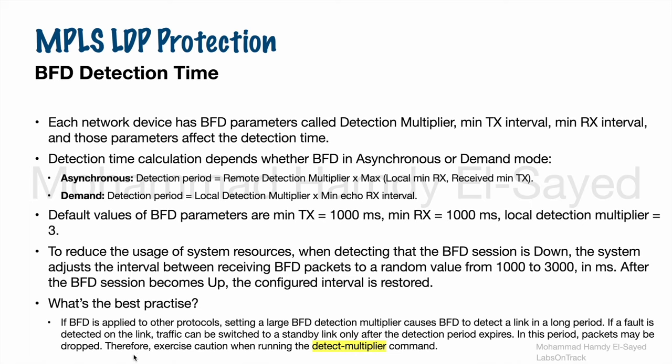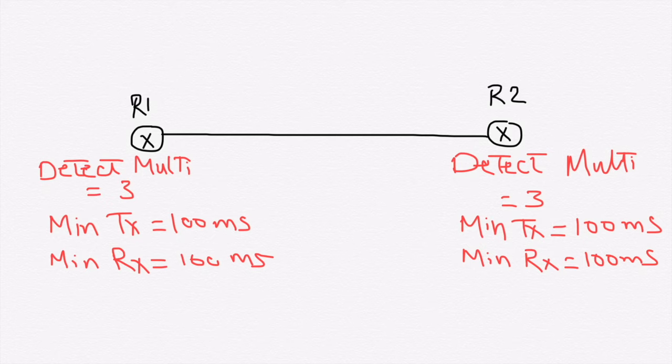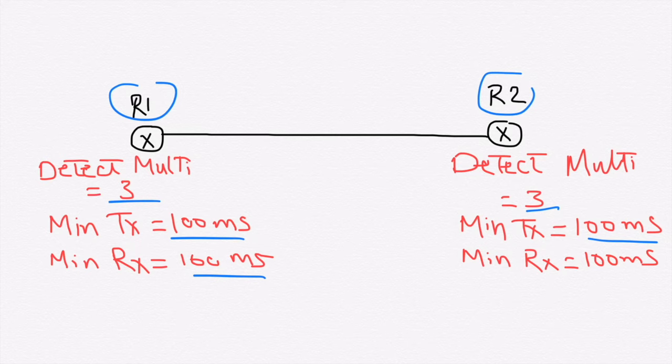So we have to be careful when we configure the BFD parameters and set them to good, reasonable values, especially for the detect multiplier and the minimum TX and minimum RX intervals. It's better to set the same values between routers. Here the detect multiplier, minimum TX, and minimum RX intervals are the same between routers R1 and R2. Routers can have the same detection period if any failures occur between them.